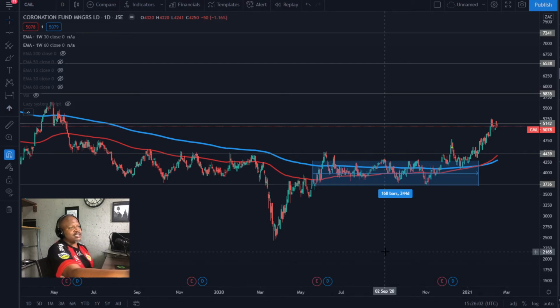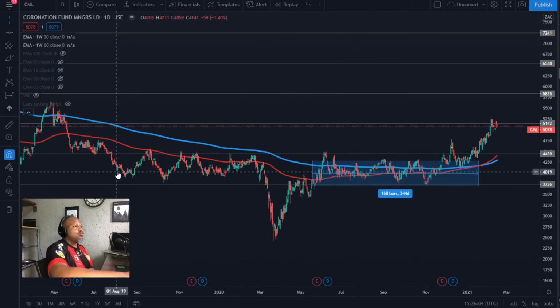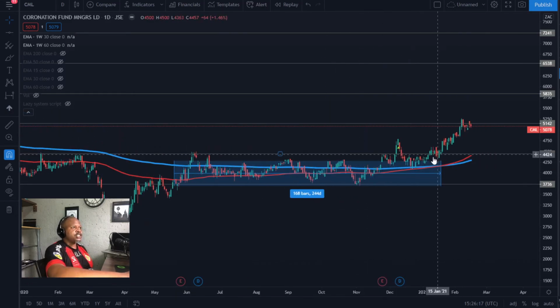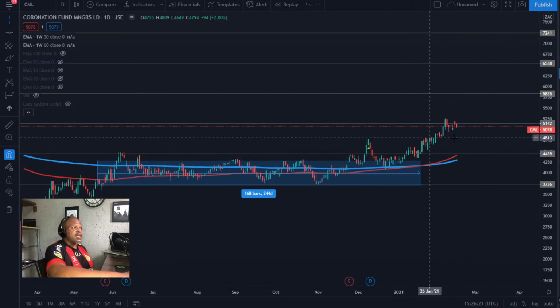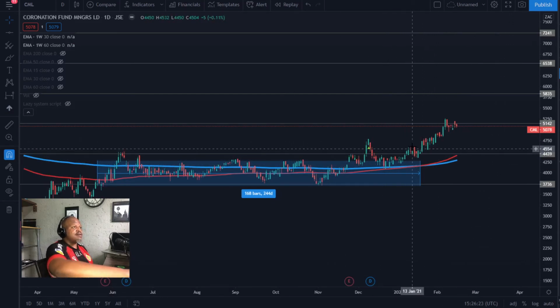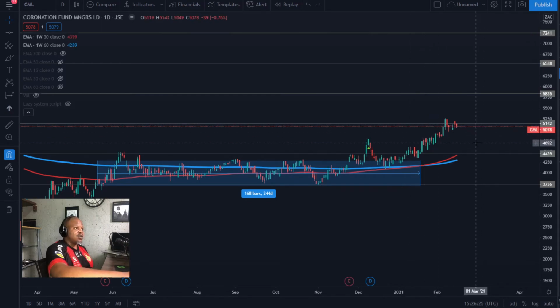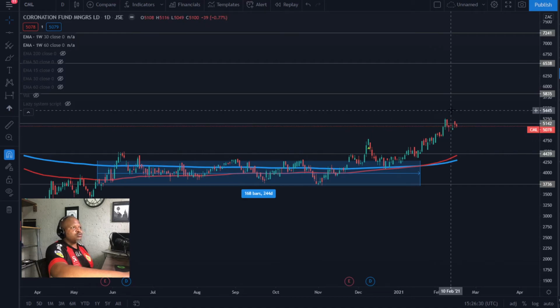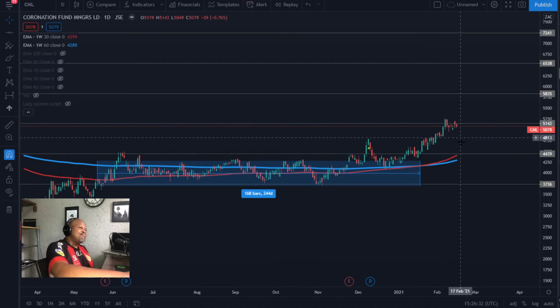I'm not sure. I haven't done the math, but when a stock stays in the range for quite a while, usually when they break, they break quite aggressively. As you can see here, it broke quite aggressively as it broke to the downside, and similarly on Coronation, it broke quite aggressively. In fact, it didn't stay for a long time on the second box. It then broke into the third box, but came back.